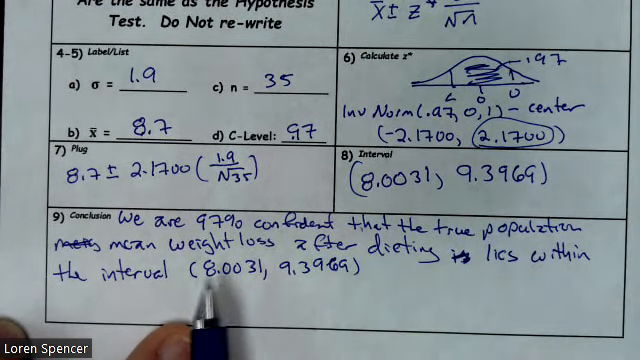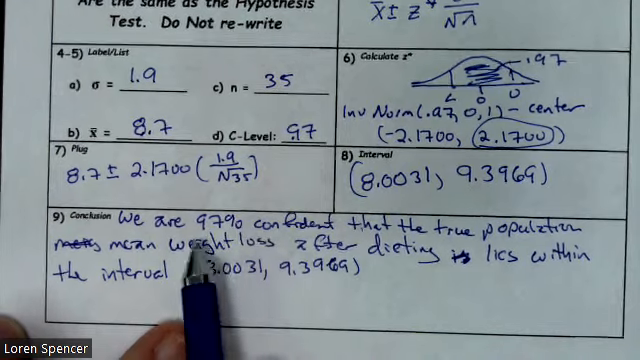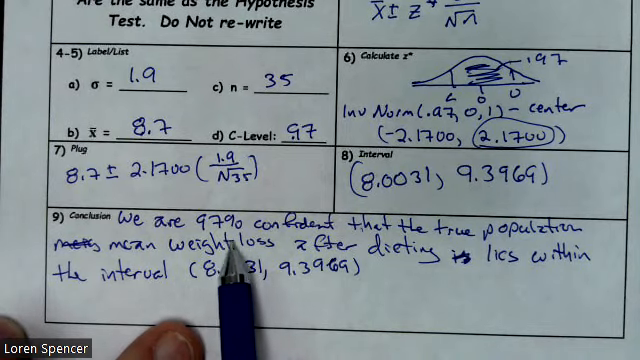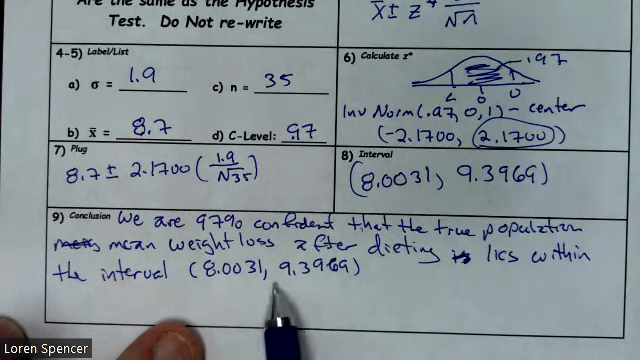So after having done this, we're not 100% confident. We're not 90% or 95%. We're 97% sure that the true population mean weight loss after dieting lies within this interval.